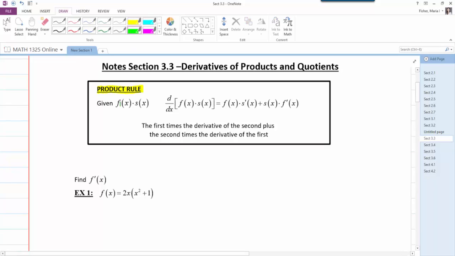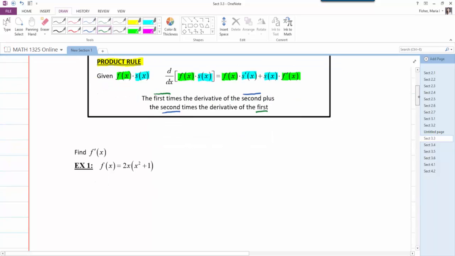If you're given two functions, f of x times s of x, the derivative of f of x times s of x is going to be f of x times the derivative of s of x plus s of x times the derivative of f of x. So it is the first times the derivative of the second plus the second times the derivative of the first. So let's go ahead and practice doing this on the next few problems.